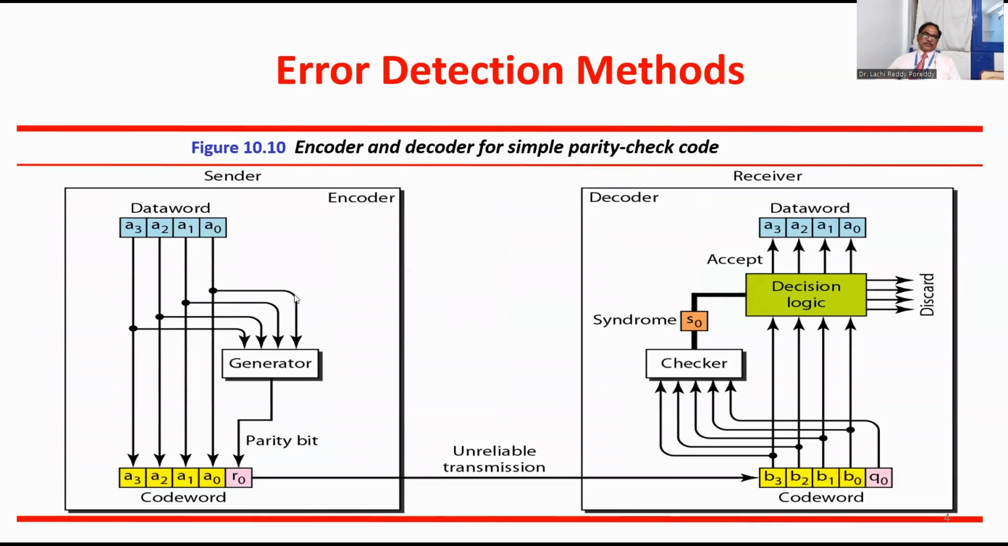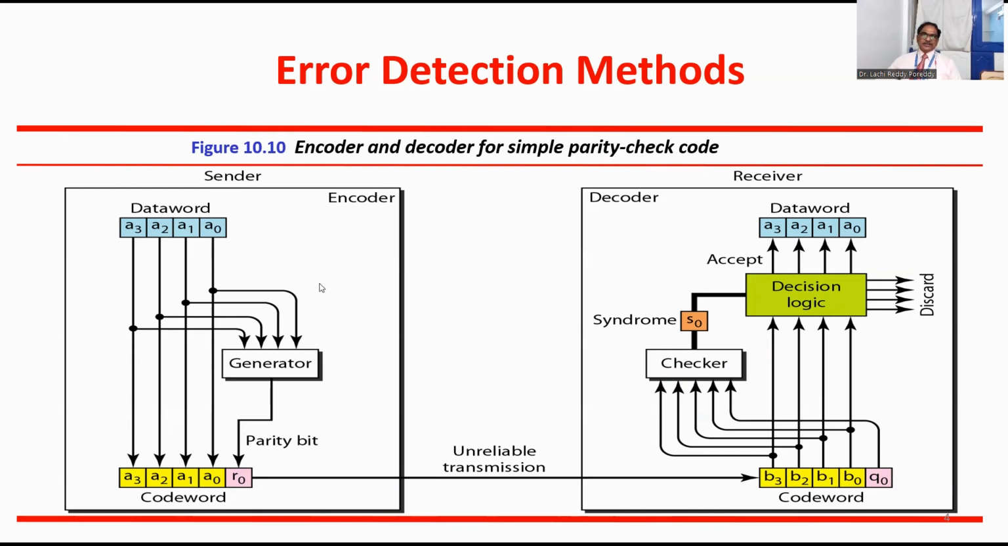Okay, so here I want to send this particular data, that is A3, A2, A1, A0, 4 bits. Now what I have to do is add one redundant bit on the LSB side of my message. My message is A3, A2, A1, A0, and R0 is my redundant bit. I'm appending it at the LSB side. So these are the 5 bits to be transmitted from the sender side.